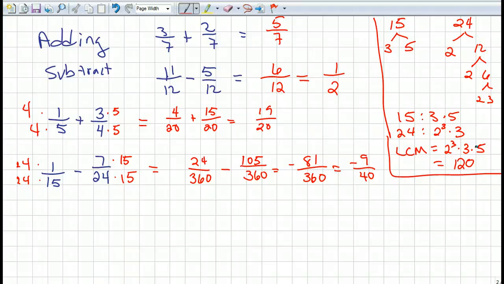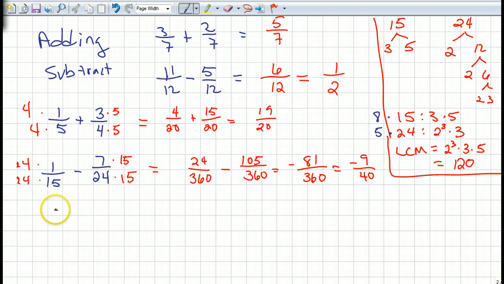My question to you is, what is the 15 missing in order to get to the 120? What of my prime numbers, what am I missing that 24 has? 2 to the third, right? What is 2 to the third? Nope. 8. It's 8. So I know I'm going to have to multiply the 15 by 8 to get 120. What am I going to have to multiply the 24 by? I can look at my prime numbers. What is my 24 missing that 15 has? A 5. So I have to multiply that one by 5 to get 120.